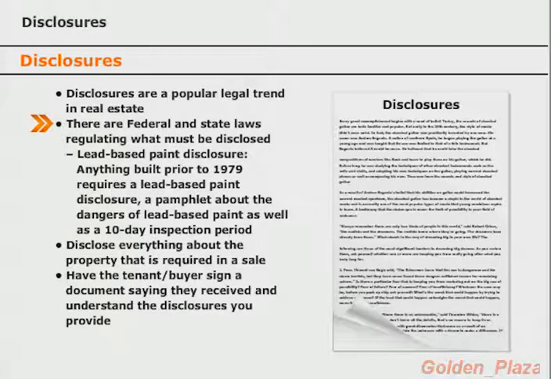There are even federal laws that require certain disclosures. For example, the lead-based paint disclosure that requires the lessor of a property built prior to 1979 to disclose any known presence of lead-based paint or other similar hazards in the property. In addition, the tenant buyer must be provided with an EPA pamphlet titled Protect Your Family from Lead in Your Home, as well as a 10-day period to conduct an inspection for lead-based paints.